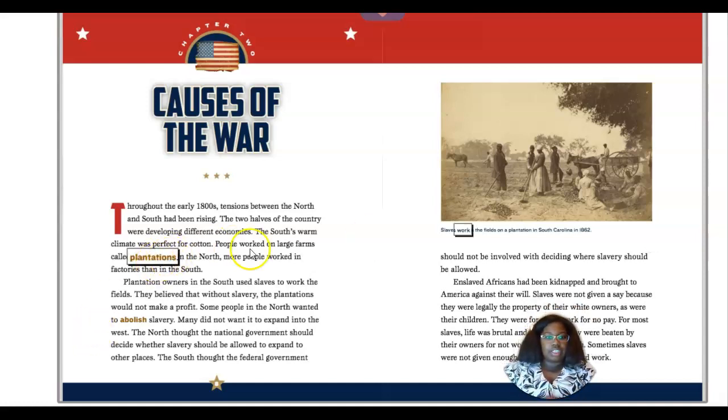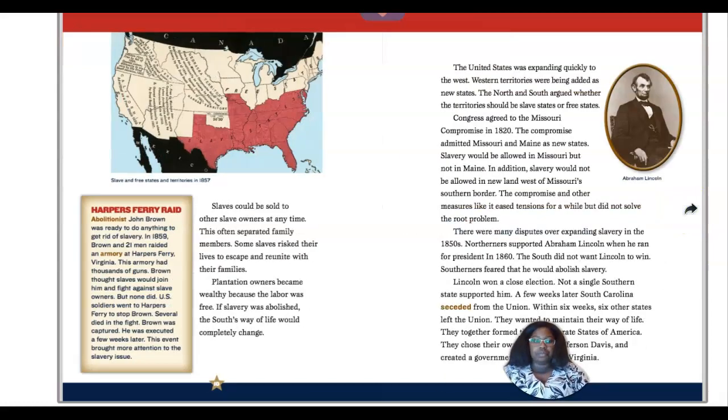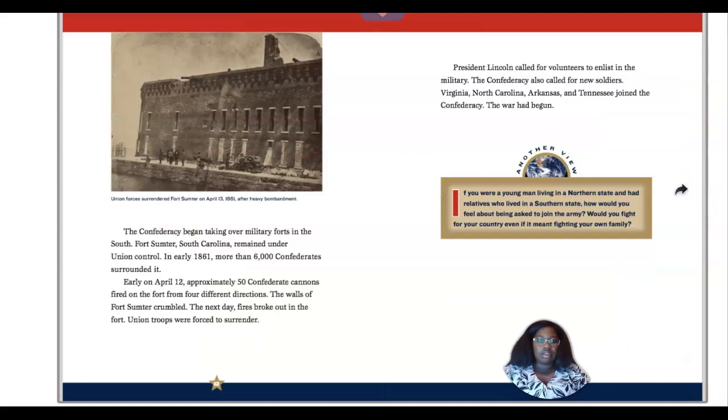And right here you see the South's warm climate was perfect for cotton. People worked on large farms called plantations. So the large farms where people worked were called plantations. All right, this part talks about slaves being sold. I'm sorry. All right, and right here, this picture that's up here kind of favors this building.